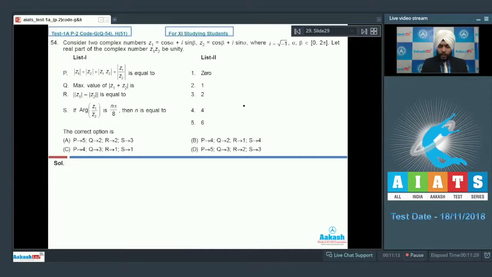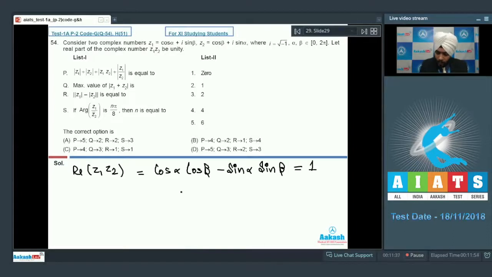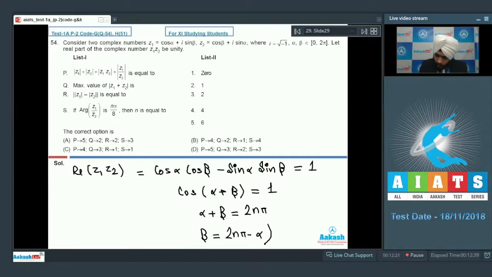So z1 z2, the real part of the complex number is unity. What is the real part of z1 z2? It will be first real part of z1 into real part of z2, cos alpha cos beta plus iota square times sin alpha sin beta. That is minus sin alpha sin beta. That is equal to 1. Cos of (alpha plus beta) is equal to 1. So students, alpha plus beta is equal to 2 n pi. Beta is 2 n pi minus alpha. As soon as we got this relation, when we use it, everything will become simple.